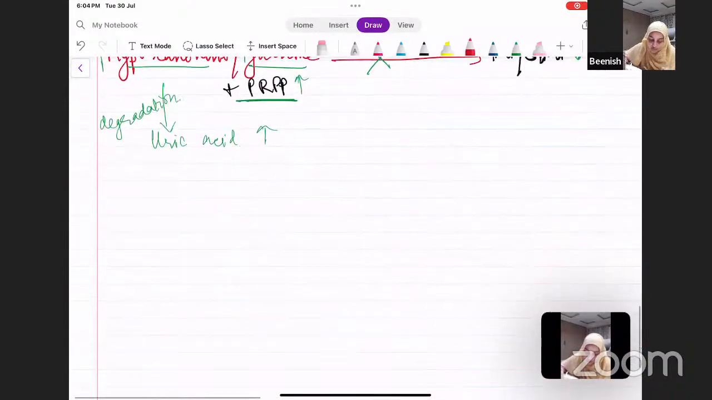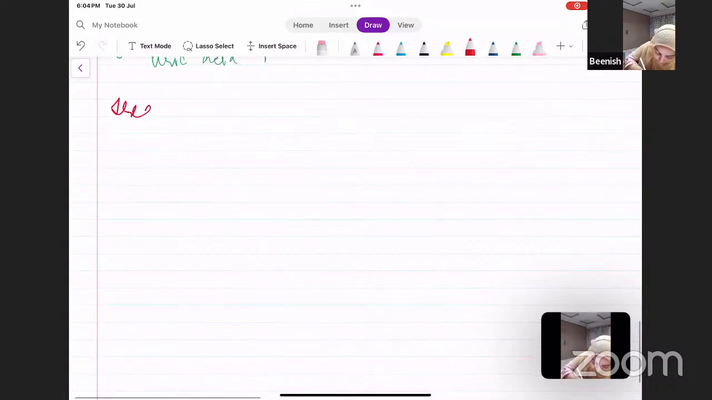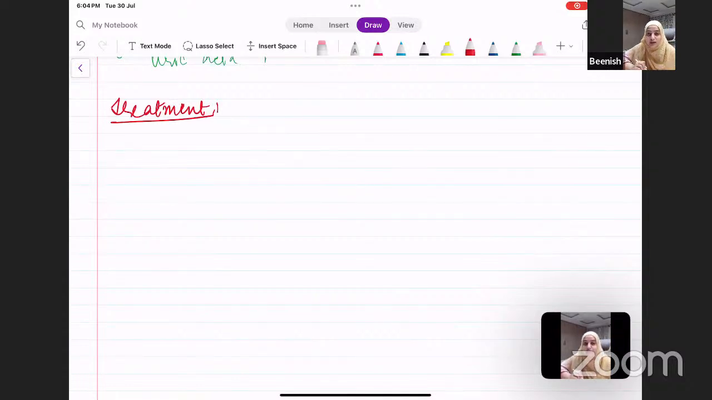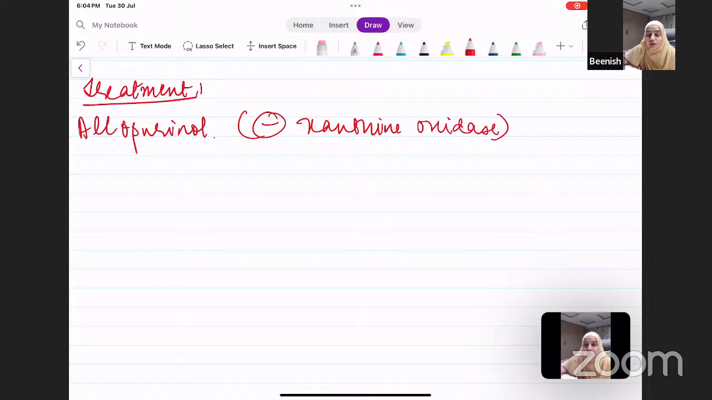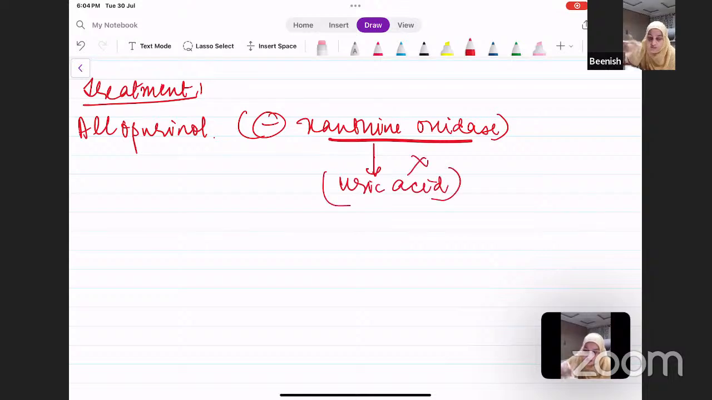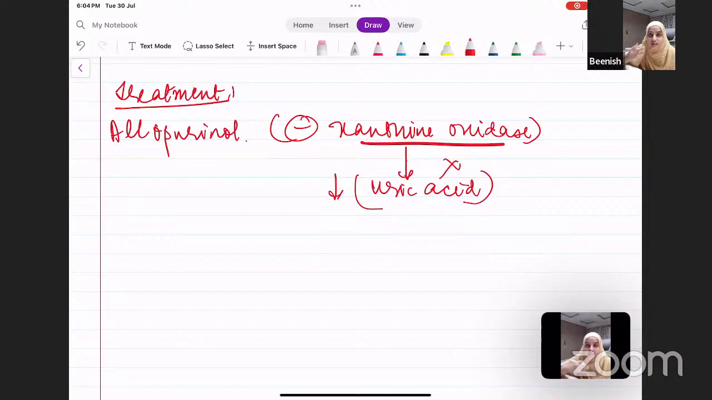Now let's talk about the treatment of Lesch-Nyhan syndrome. There is only symptomatic treatment present. Allopurinol can be given. Allopurinol is an inhibitor of xanthine oxidase. And xanthine oxidase, when we talk about degradation of purine nucleotides, you'll see is an enzyme which forms uric acid. So your uric acid formation will be decreased. Production of uric acid is going to be decreased if you give allopurinol, since it is inhibiting xanthine oxidase.